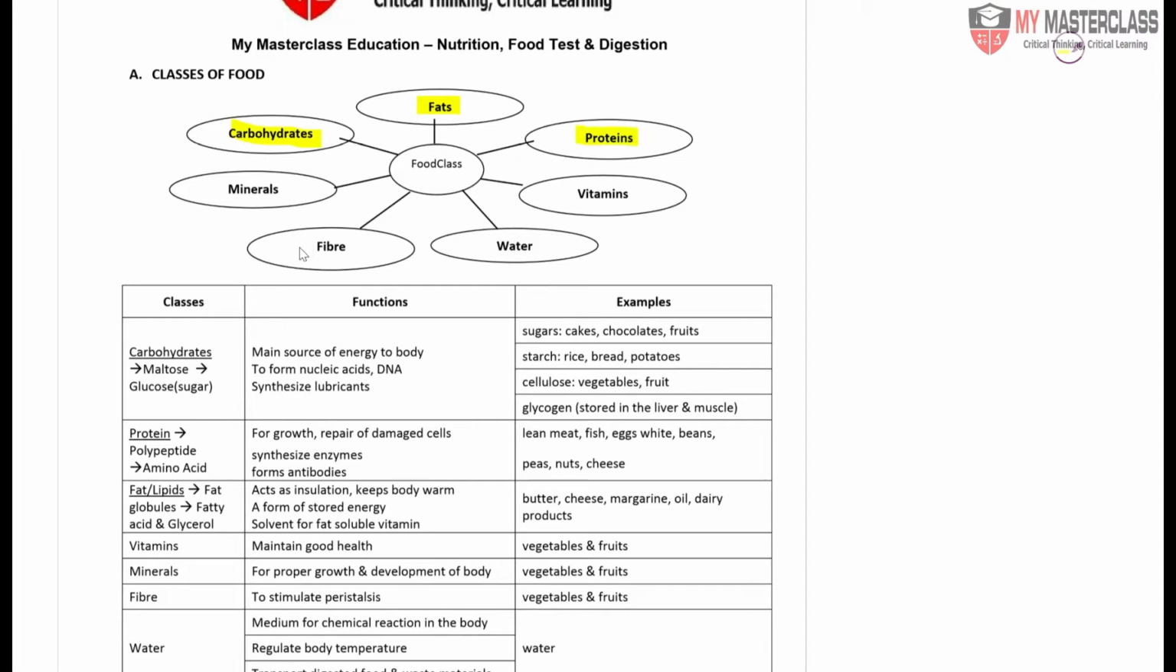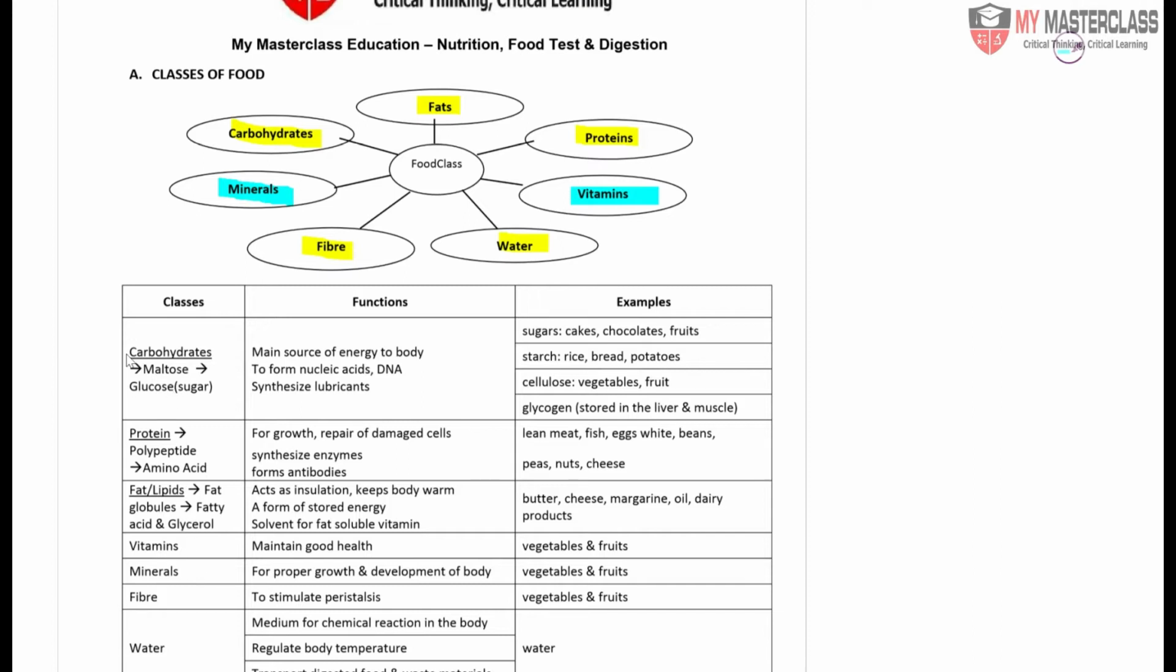Now, fiber and water. Often older generations will tell us to eat more fruits and vegetables, mainly for the fiber. Water is for hydration. Lesser known among individuals will be this component, which are your vitamins and your minerals. The table at the bottom breaks it down into the different components.